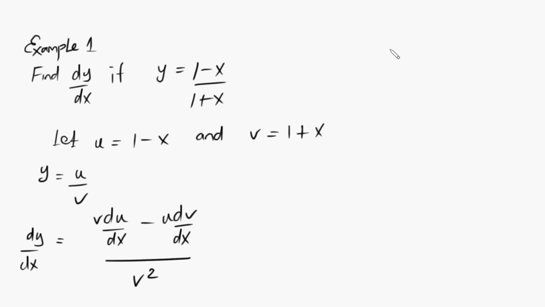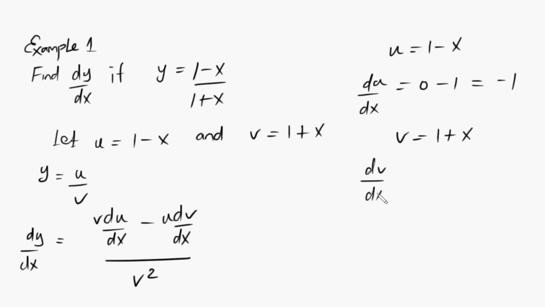So from u equals 1 minus x, I can get du/dx. If I differentiate 1, I get 0. If I differentiate x, I get 1. So it is just equal to 0 minus 1, which is negative 1. And from v equals 1 plus x, I can get dv/dx. If I differentiate 1 I get 0, if I differentiate x I get 1. 0 plus 1 is just 1. Now I can use this formula.